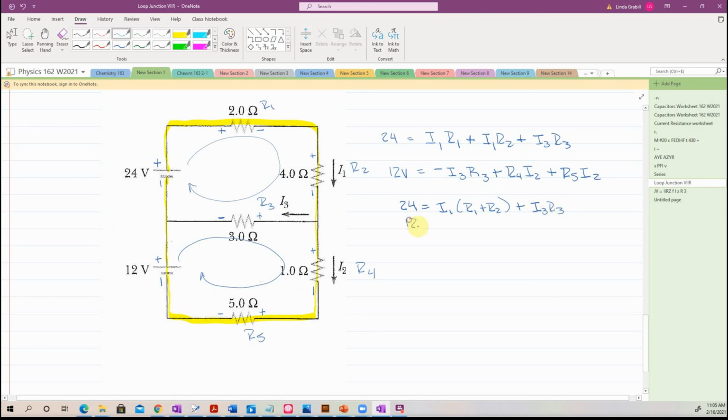And my 12 is going to give me, what am I combining? I have 2 I2s. So I'll have R4 plus R5 times I2 minus I3, R3. 1, 2, 3 currents, 3 unknowns. So now I need my junction rule.